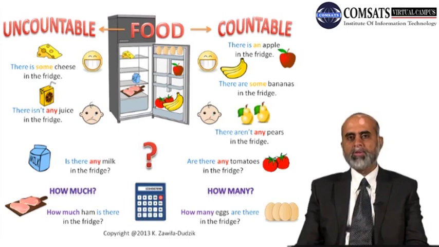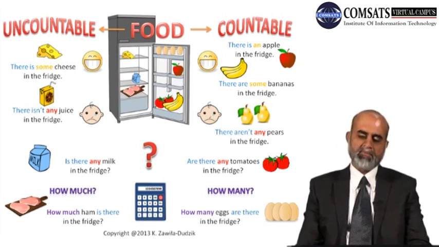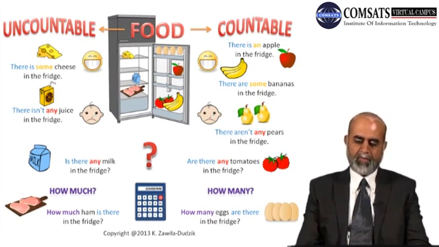Okay, then we can also use the words how much and how many. How much is used for uncountable nouns, and how many is used for countable nouns, because how many asks about number and how much asks about quantity. So uncountable food items have quantity, whereas countable food items have number. How many eggs are there in the fridge? You are right, there are 4 eggs in the fridge.